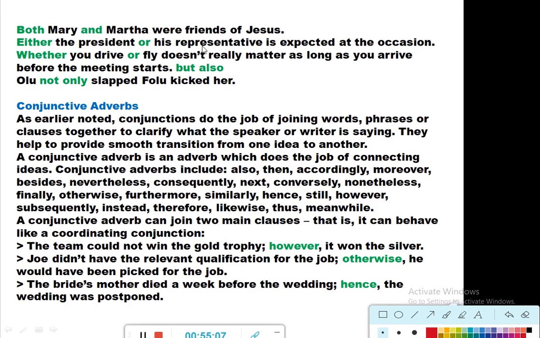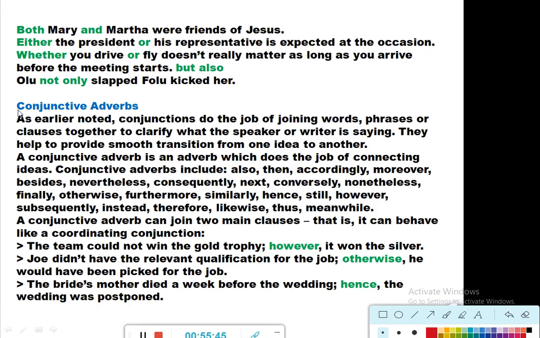Either the president or his representative is expected at the occasion. Whether you drive or fly doesn't really matter as long as you arrive before the meeting starts. Then we use but also. Olu not only slapped Folu but also kicked her. So this is a typo. Olu not only slapped Folu but also kicked her.